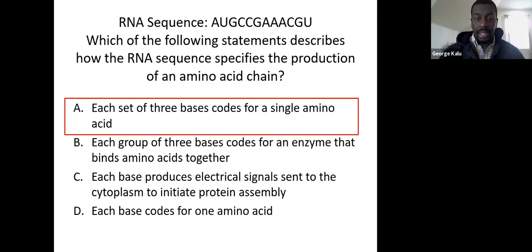Any questions on this one? I know this is a little bit of a tricky one, kind of weirdly worded here, but this one makes sense. Are we okay with this?